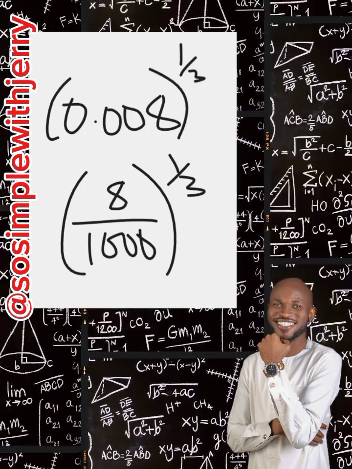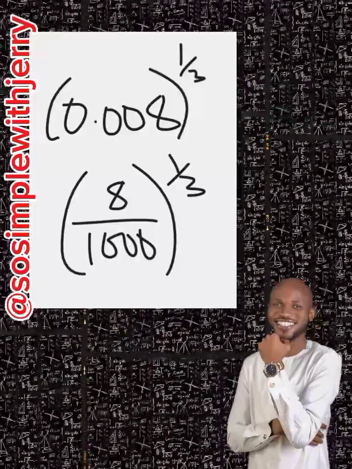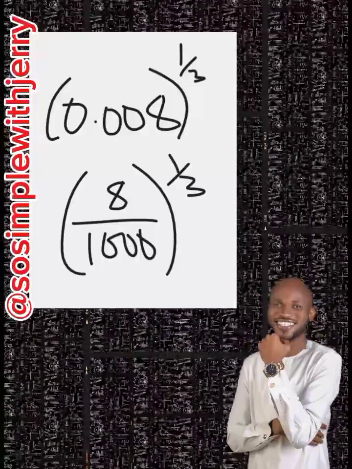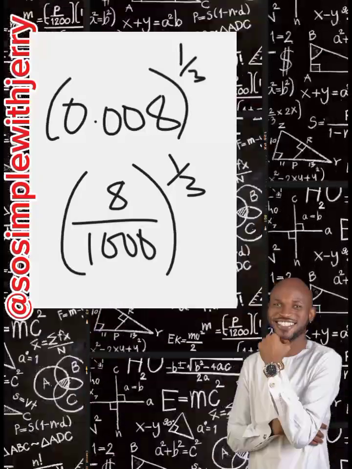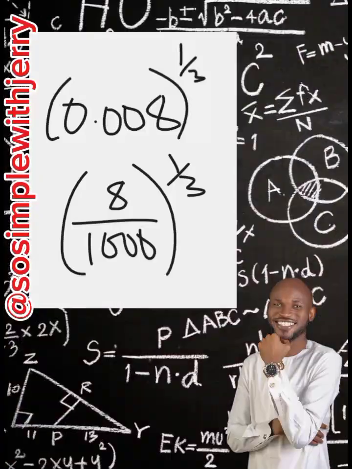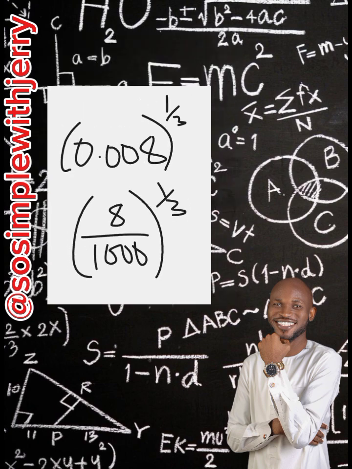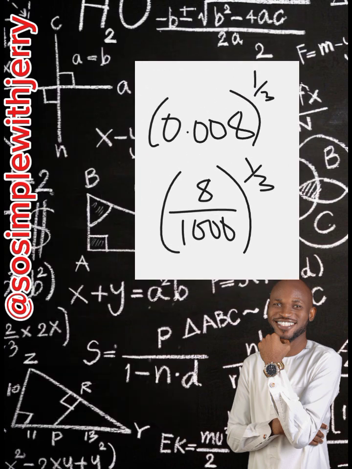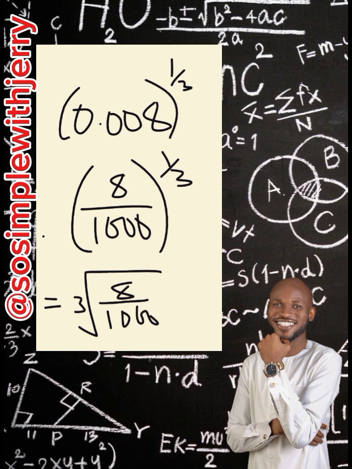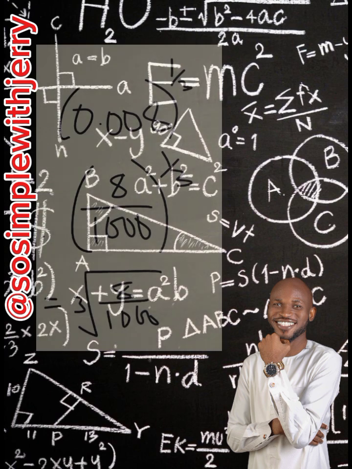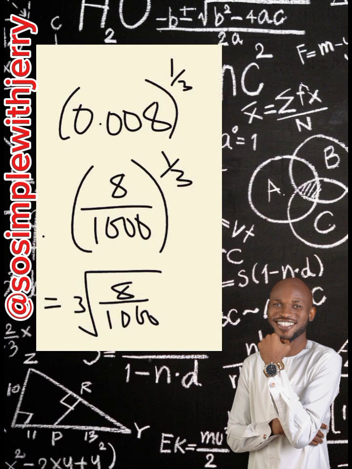Okay, now the next thing you need to do is to focus on your power. Now we have 1 over 3 as the power of this expression. So 1 over 3 means the cube root of 8 over 1000. Now 8 over 1000 raised to the power of 1 over 3 is the same thing as saying the cube root of 8 over 1000. So we now have the cube root of 8 over 1000.